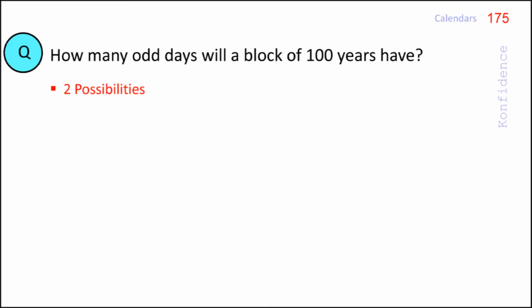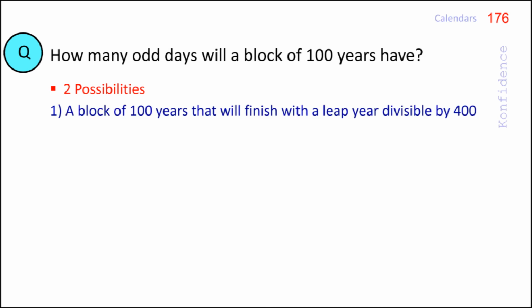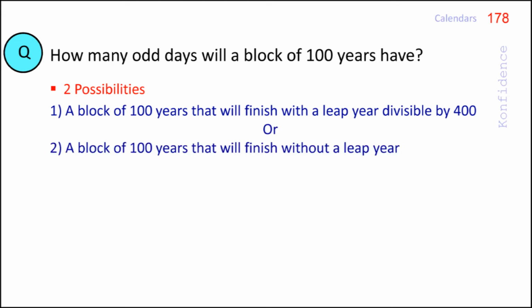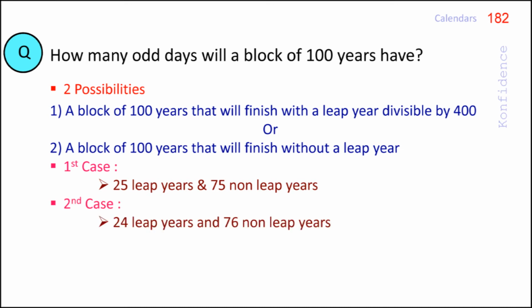There are two possibilities. One, a block of 100 years that will finish with a leap year divisible by 400. Or two, a block of 100 years that will finish without a leap year. In the first case, there will be 25 leap years and 75 non-leap years. And in the second case, there will be 24 leap years and 76 normal years.